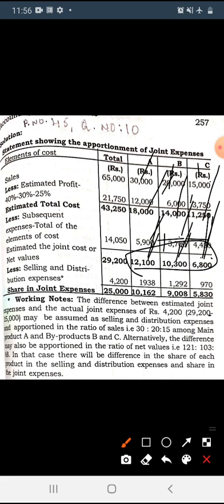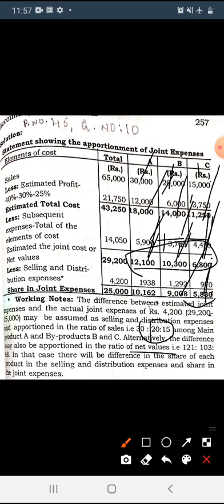We divide the selling and distribution expenses on the basis of sales, that is 1,938, 1,292 and 970. Then we get the same joint expenses. Then we have to prepare the accounts of different products. We write the joint cost, then the subsequent cost and selling expenses, and we write the selling price. Then write the sales. The difference is the profit or loss. Okay, this is about the problems under joint products and byproducts.